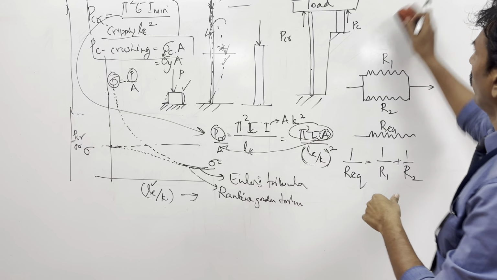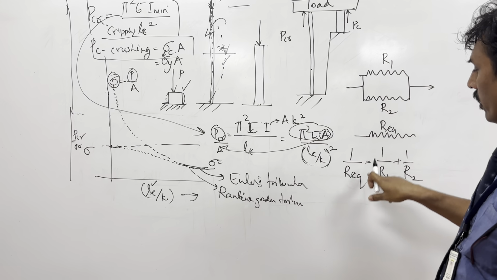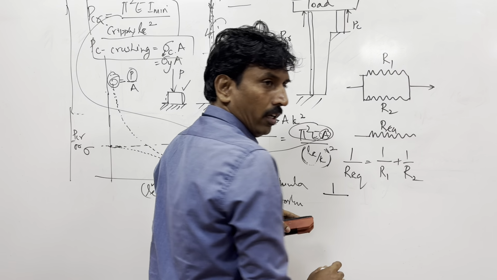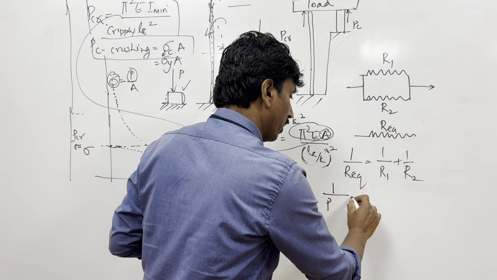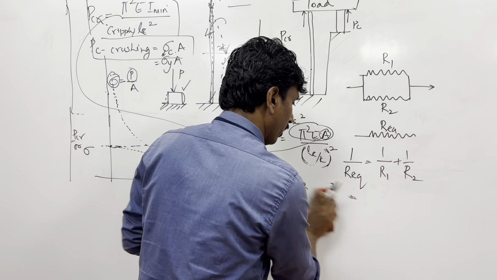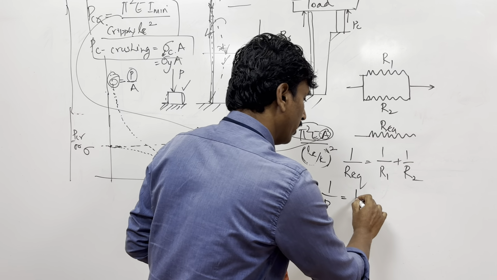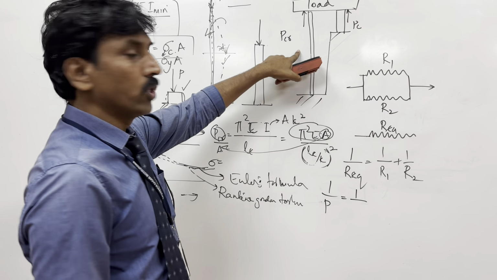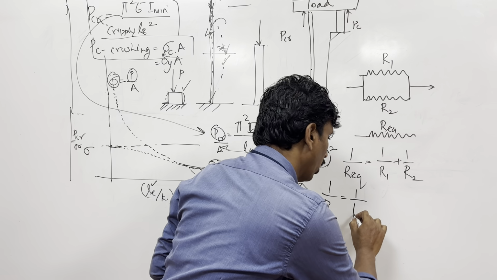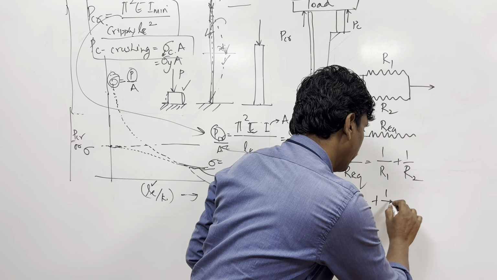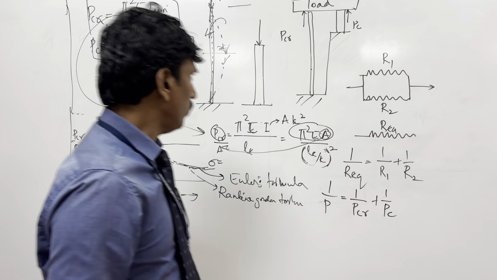Okay. Now I'll write this using this formula, using this concept. What I will do, this P equivalent, which I can write as 1 by P, that is the actual load for a short column. 1 by P, I'll write it as this, and this is R1, which is for a long column. So for long column I am writing it as PCR. For short column I am writing it as PC.